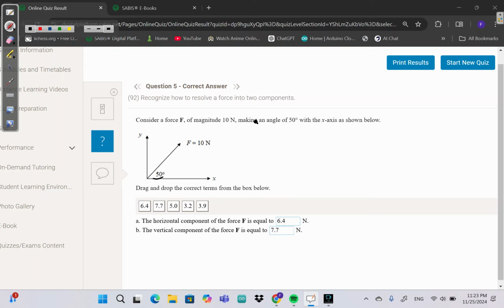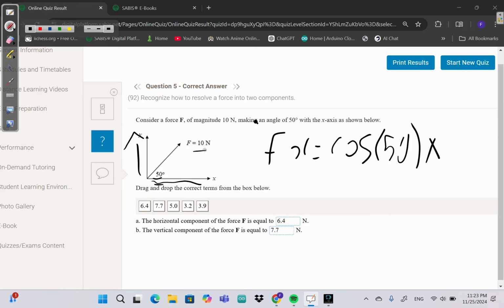So we have this angle is 50. They want the horizontal and the vertical component. Horizontal is x and vertical is y. Okay. So the horizontal component is gonna be, as we said, F of x is equal to cosine of the angle, which is 50, cosine of 50 times our force, which is 10. So if we do it on the calculator, cosine of 50 times 10, we're gonna get 6.42, which is 6.4.